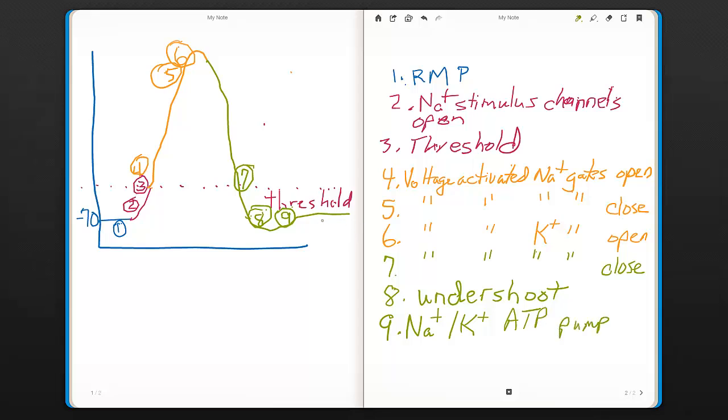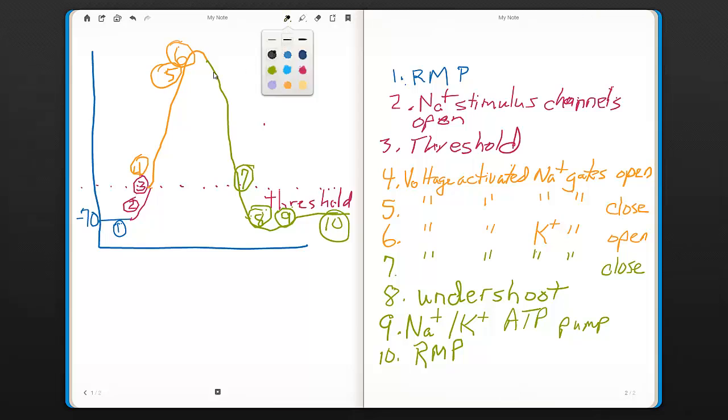And that will eventually restore us to step 10, which is back to our resting membrane potential. There's a few other things I want you to know on here. And one of those things is the idea of what this phase is called. This is called depolarization on this side, where the signal is rapidly rising.